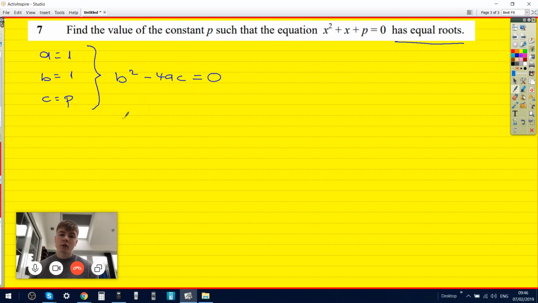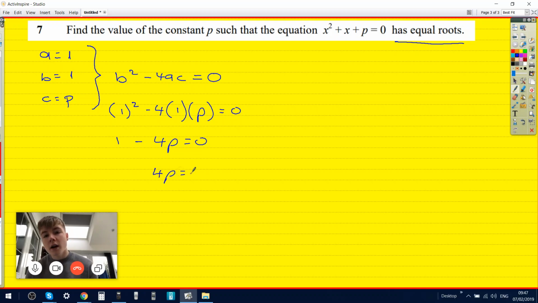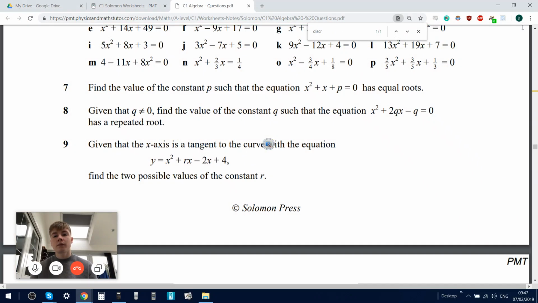Yeah, so 1 minus 4ac. 1 minus 4 times 1 times P. So 1 minus 4P equals 0. And then you just rearrange. So 4P equals 1. And then 1/4 equals P. That's it. Got it. So if it has equal roots, b squared minus 4ac is equal to 0. Yeah.